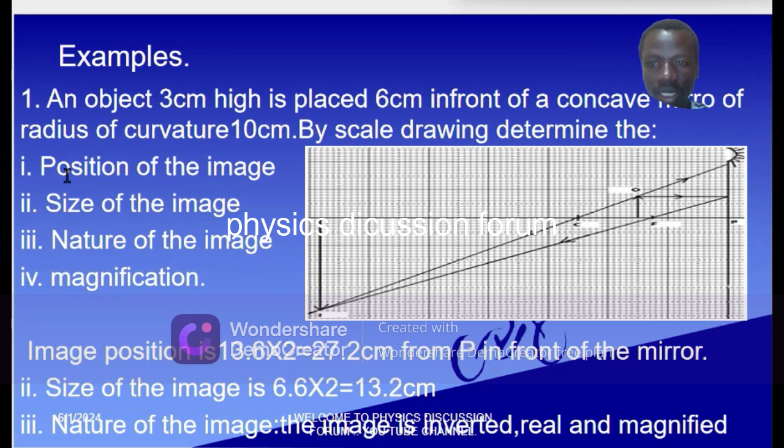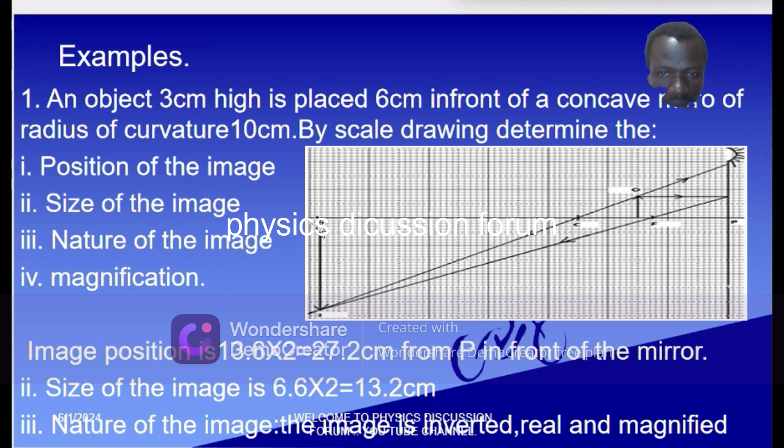So we can consider this one as our first example. An object 3 centimeters high is placed 6 centimeters in front of a concave mirror of radius of curvature 10. By scale drawing, determine the position of the image, size of the image, nature of the image, and magnification. So when you draw using the scale, we have this one as the concave mirror, then F is here. Consider the scale that we've used, where 1 centimeter represents 2.